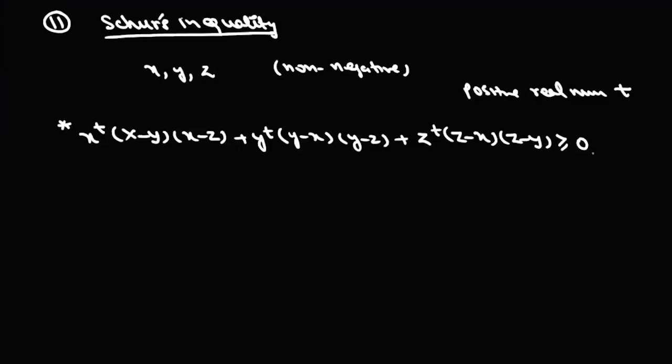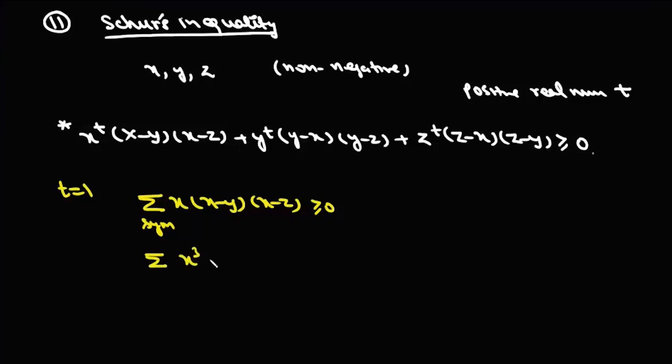Now for this inequality, if we take t as 1, then we can write this summation x (x minus y)(x minus z), and this is a symmetric sum. It is greater than or equal to 0. Or we can write this as x cube minus x square y plus x square z plus xyz greater than or equal to 0.